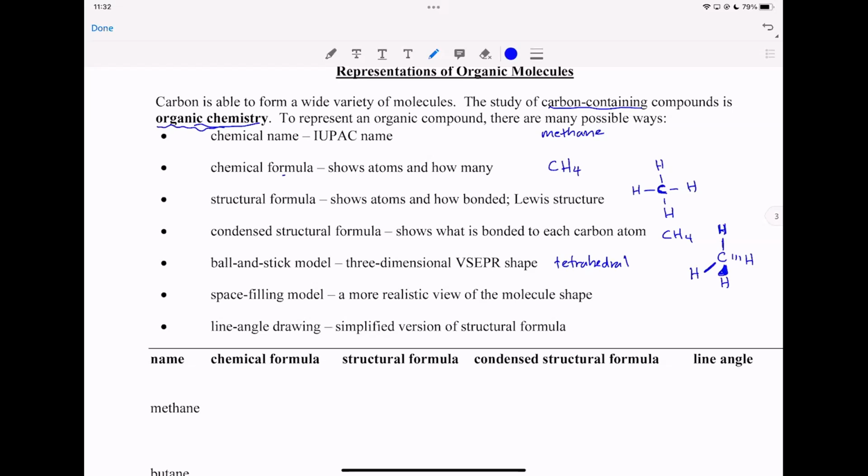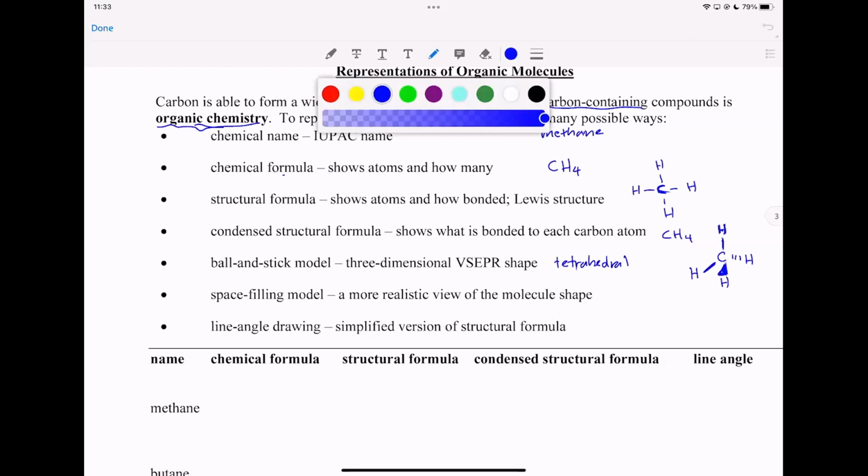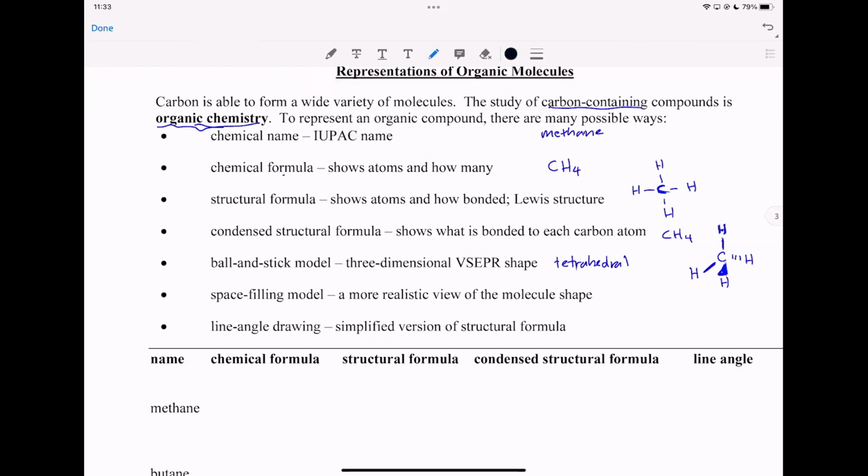Now the space filling model, that's the more realistic view, and that is when you have the colors. I'm going to add in the colors. So carbon is typically shown as black, and then hydrogens are white. And so this would be with 4 hydrogens, and they are all smushed together. Those are covalently bonded atoms when the atoms are smushed together like that. And then finally, when you have the line angle drawing, that's the simplified version with the zigzag line, the vertices, or when you just have a dot, that is 1 carbon.